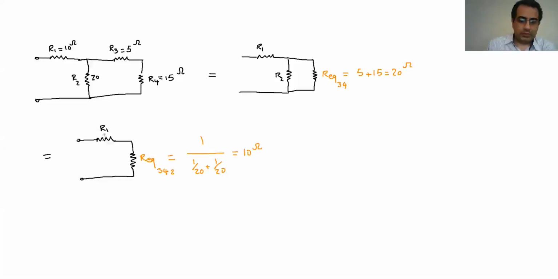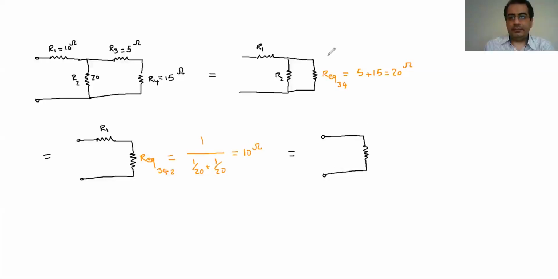And now look at these two. Now these two are in series because one of them goes right to the other one. There's nothing between them. They're directly connected to each other. So I can replace them with one final equivalent resistance like that.